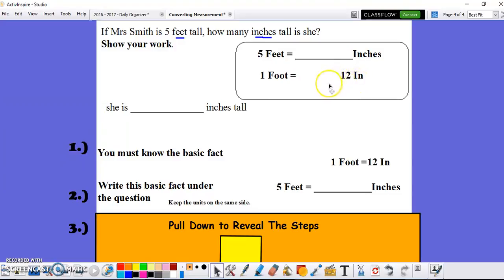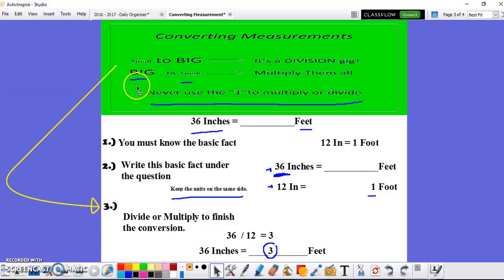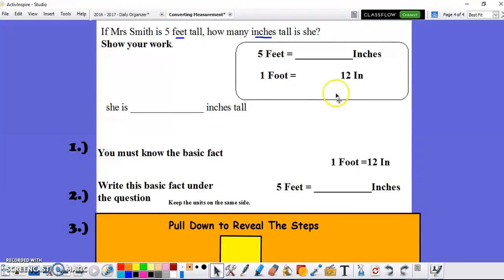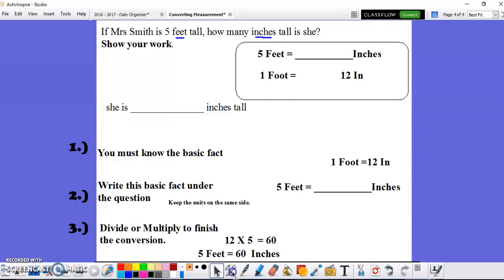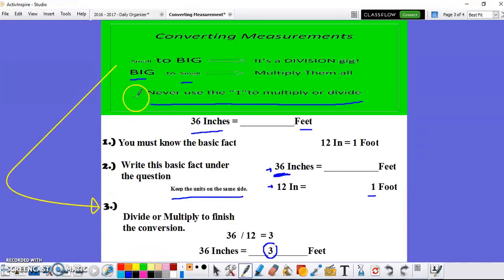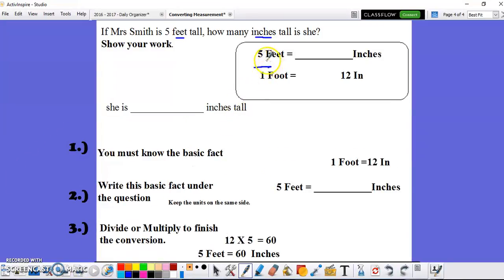So if you already remembered, hey, because I'm going from a big to a small unit, I must multiply them all, you can just immediately do 5 times 12. But if you can't remember that little hint, then just follow it up with the third and final step. Divide or multiply to finish the conversion. In this case, because 5 is above 1, and back on my green sheet it said we never use 1 to multiply or divide, I'm actually going to cross my 5 to the large number in the basic fact, which is 12. And wait a minute, what does that look like?